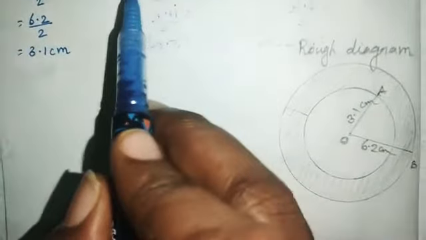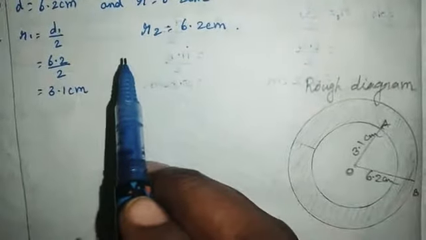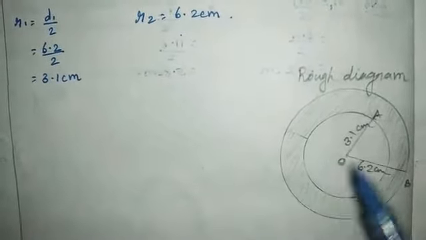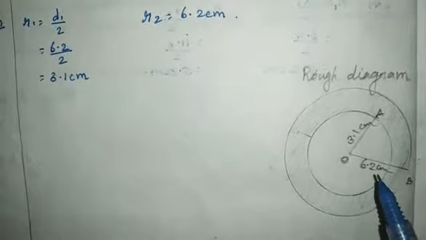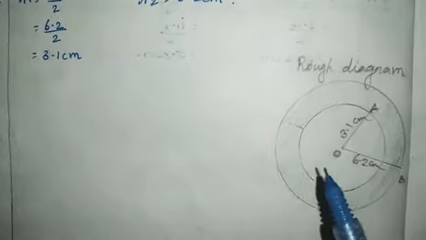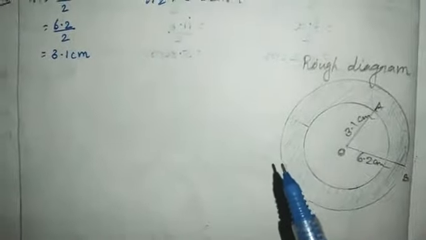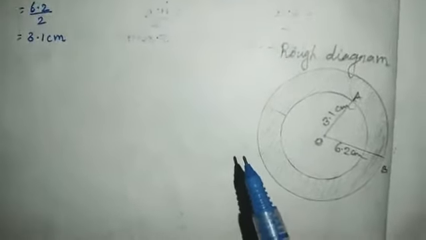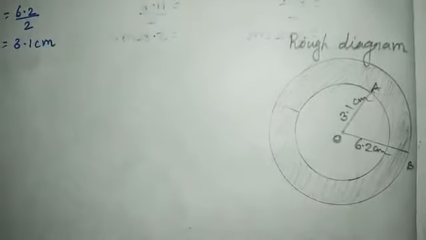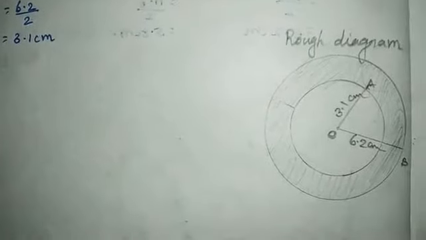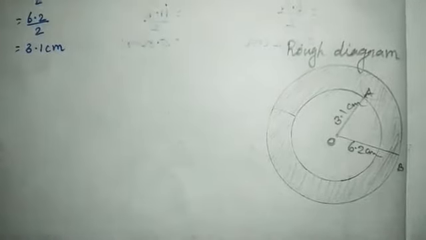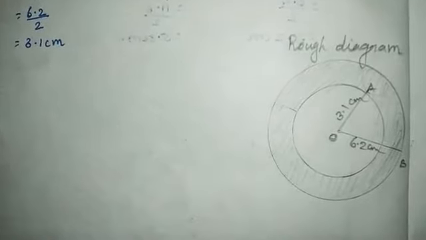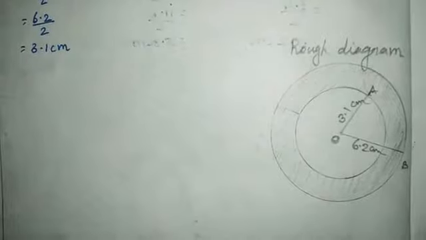Using these two measurements, we are going to construct the concentric circles. For that rough diagram, OA equal to 3.1 centimeters and OB equal to 6.2 centimeters. After constructing the rough diagram, you have to draw the concentric circles with the proper measurements. Then you have to find out the width of the circular ring. Here the width of the circular ring will be 6.2 minus 3.1. Then we get the width of the circular ring as 3.1 centimeters. Thank you.